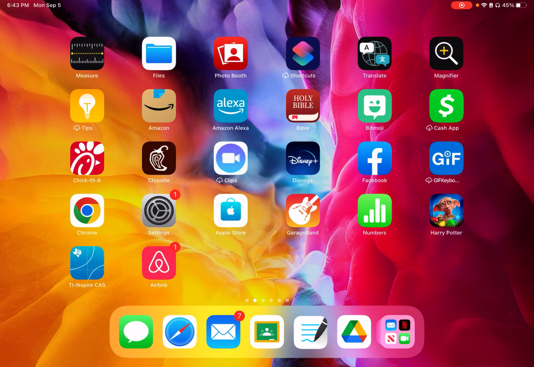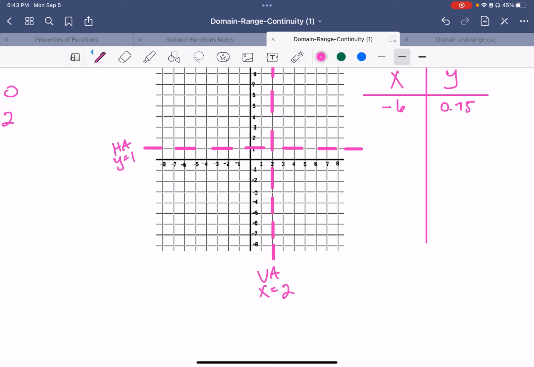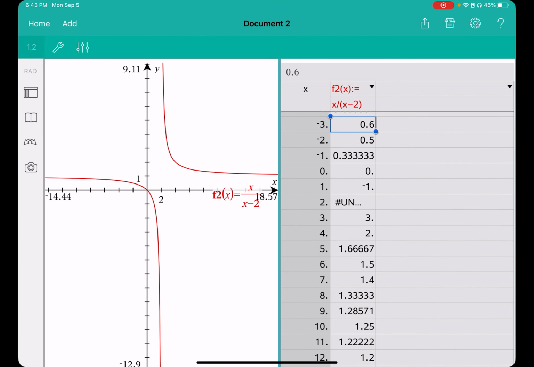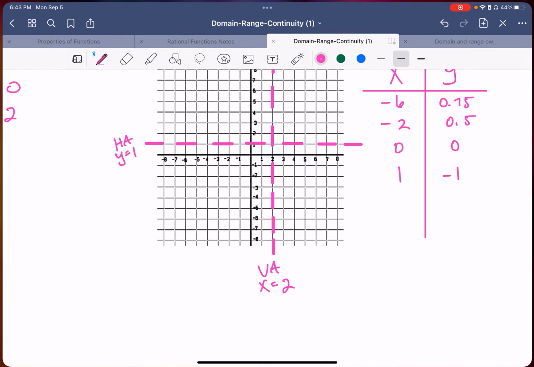Let's see what else. Maybe negative 2 and 0.5, 0, 0, 1, negative 1. Let's see what else there was. At 2, it was undefined. So remember, it's undefined at 2 because we have a vertical asymptote, and then 3, 3, 4, 2.